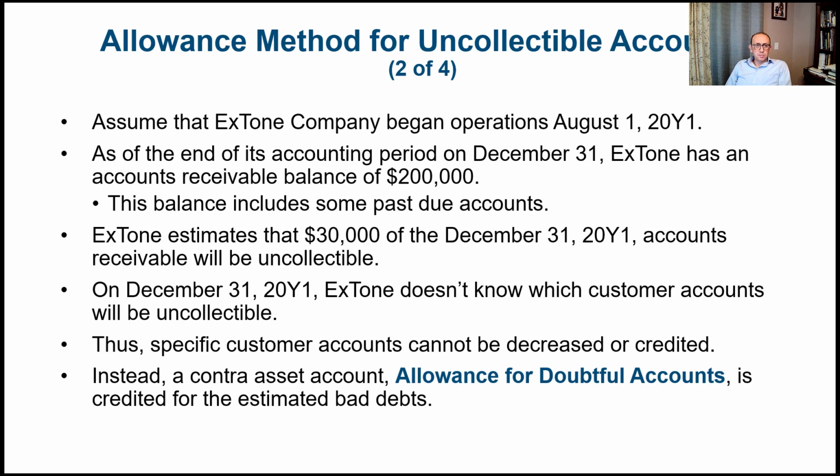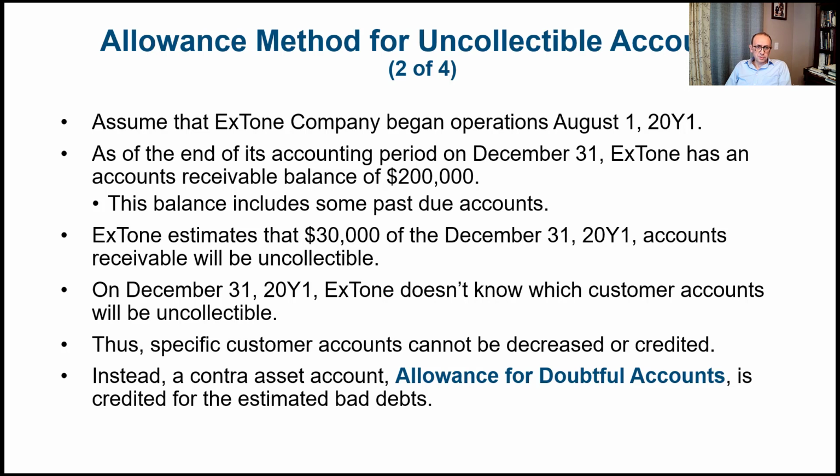So let's see this example. Assume that X Stone Company began operations August 1st, year 1. As of the end of its accounting period on December 31st, X Stone has an accounts receivable balance of $200,000. This balance includes some past due accounts. X Stone estimates that $30,000 of the December 31st, year 1 accounts receivable would be uncollectible. If you do the math, this is about 15% of their accounts receivable. So 30,000 out of the 200,000 are not going to be collected. That's what they estimate. So on December 31st, they're going to record an adjusting entry for the amount of uncollectibles.